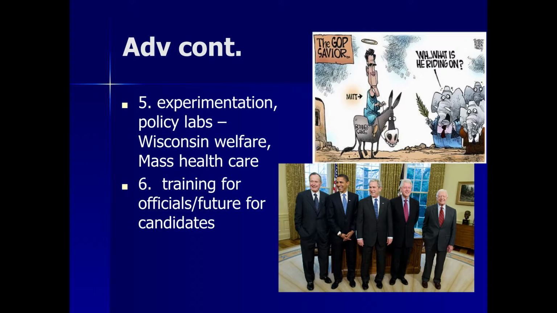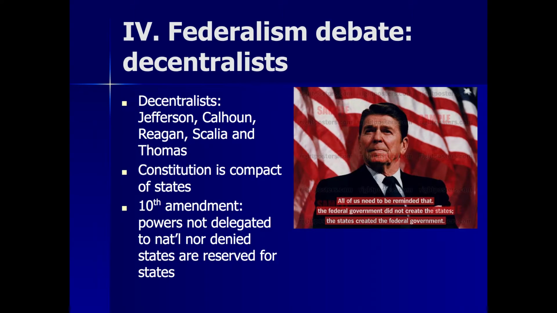Experimentation is so what? T. Let's do training first. CCCUT, training for our officials. Remember, the best thing to have been is a governor. Experimentation: states serve as policy laboratories. Our examples were Obama got health care from Massachusetts, and Clinton got welfare reform from the state of Wisconsin. All right, let's keep going.